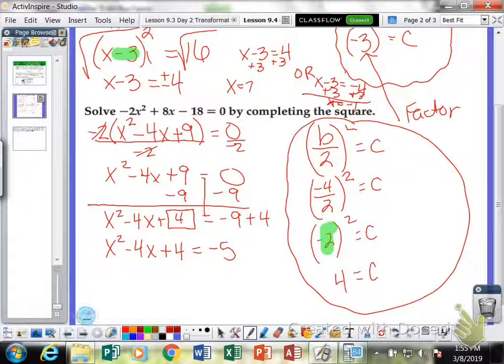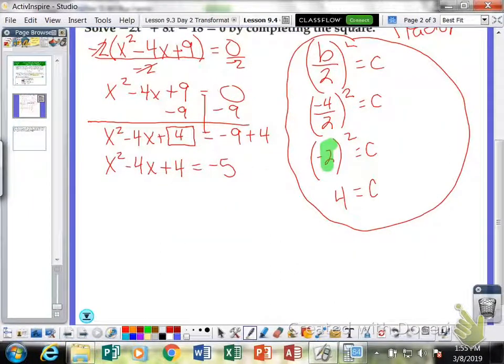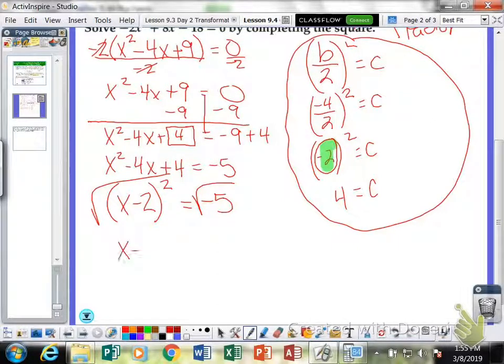And now I can factor. Remember, this is my perfect square factor, negative 2. So this factors into x minus 2 quantity squared. It's x minus 2, that's my only factor. So x minus 2 quantity squared equals negative 5. And now we want to square root it. So we square root it, and we get x minus 2, because the square root and the square undo each other. And then we have the square root of negative 5.